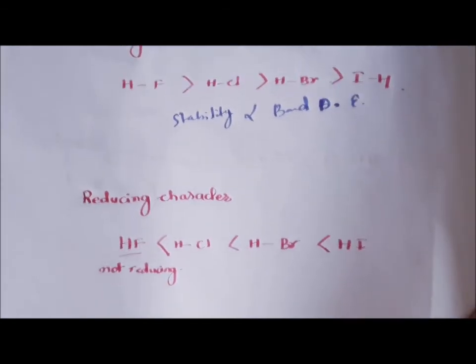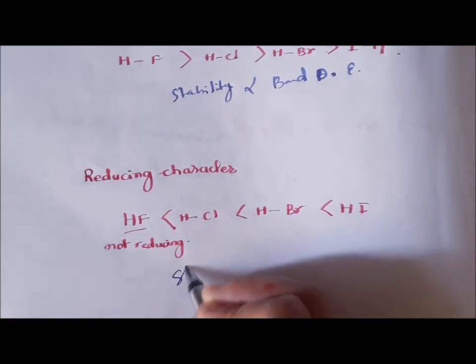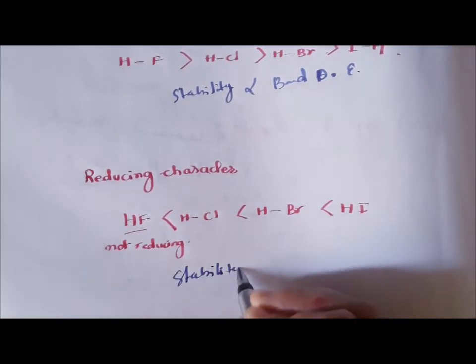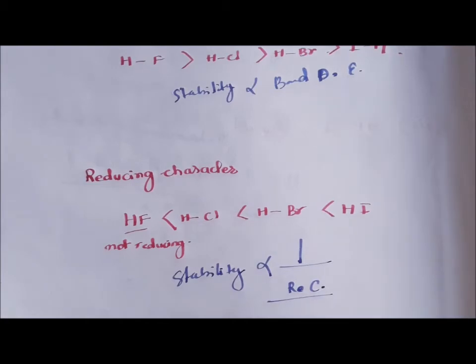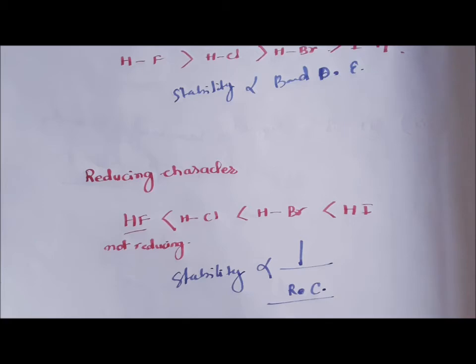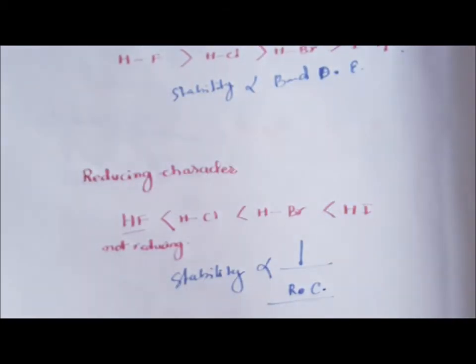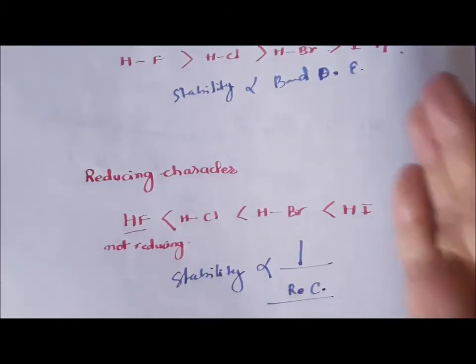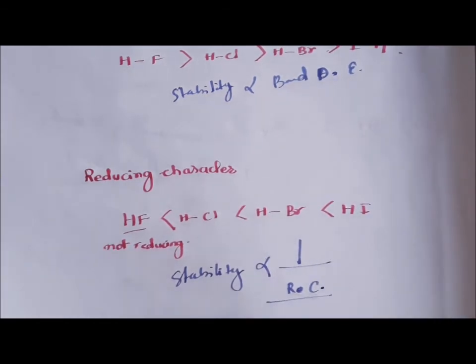Now next is the reducing character. Reducing character also depends on stability. It is inversely proportional to the stability. That means more stability means less reducing character, and less stability means more reducing character. The order for stability was that HF is the most stable and HI the least stable. So the reducing character of HF will be the least and HI will be the maximum.